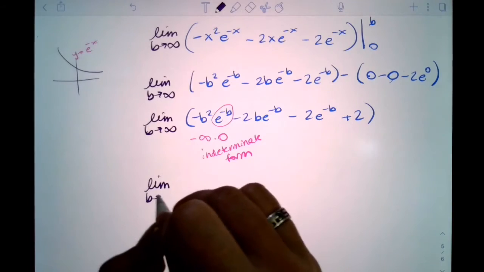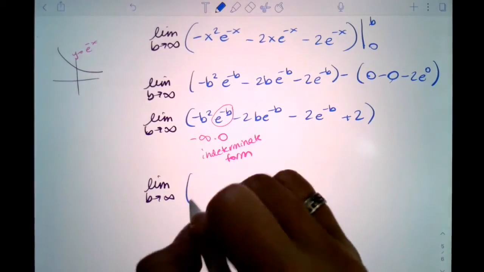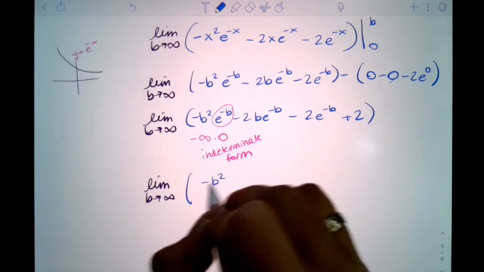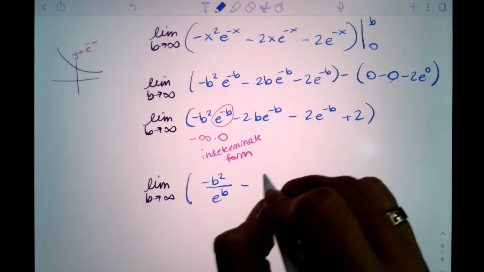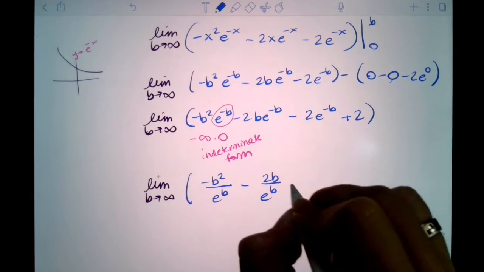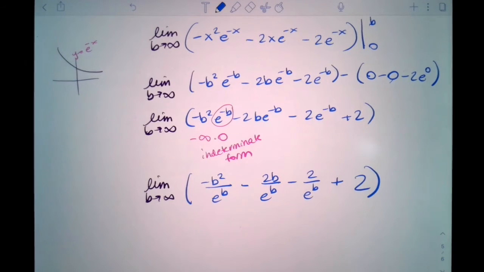I'm now in limit mode of like, what am I going to do with this? How do I evaluate it? You could legally just say, let me throw that negative exponent down there in the denominator. That gets rid of the negative part, right? Same thing here, negative 2b over e to the b, negative 2 over e to the b, and then plus 2.